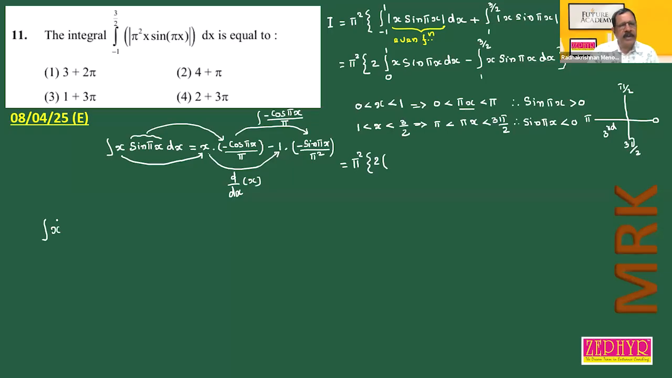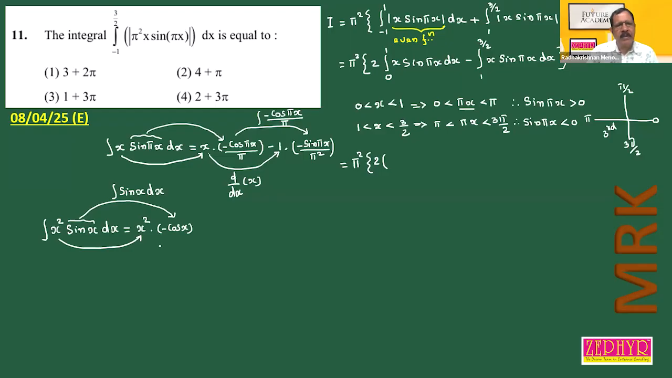Suppose you want to integrate x squared sin x. The method is like this. First you write x squared into. Now, next, we integrate this and write it. What is integral of sin x? It's minus cos x. So this is integral of sin x dx.